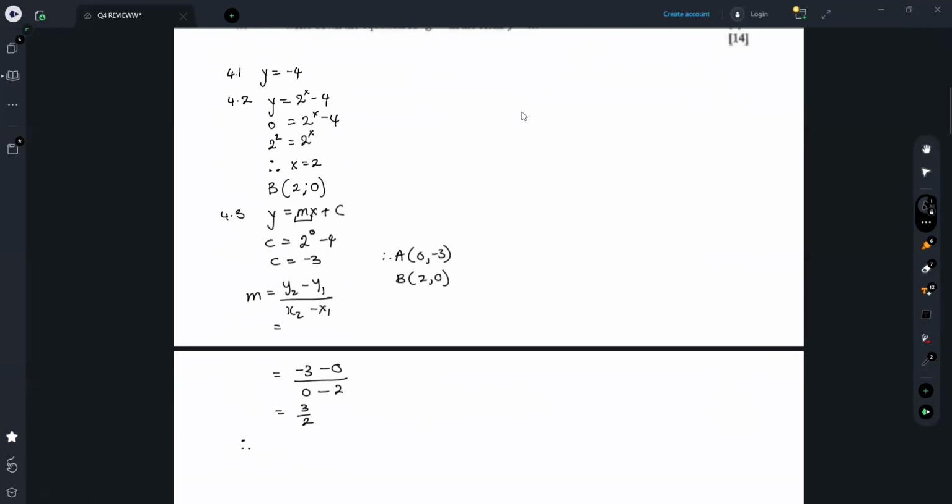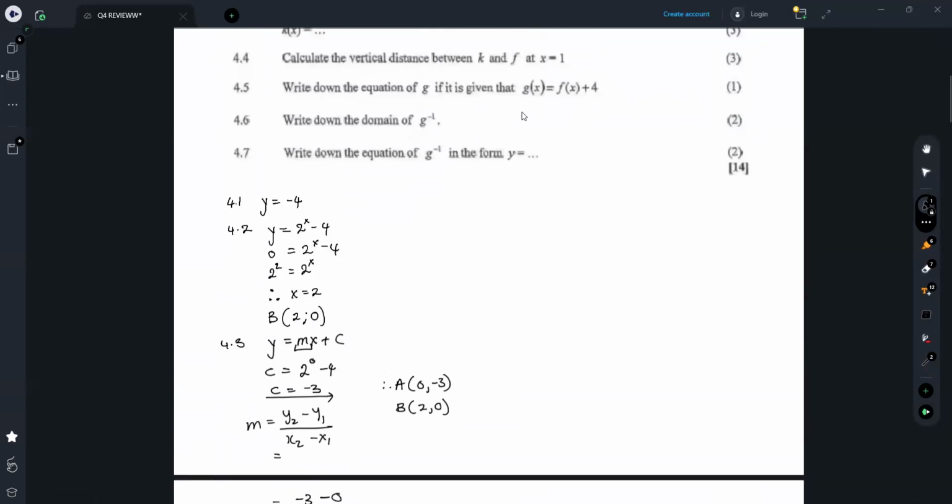So therefore, now we can say k of x is equal to, what's the gradient? 3x over 2, x here. And what was our value of C? We solved for the value of C and we got -3, like that there. So this is -3, like that. And that's your equation right there. Okay, so let's just go up and check.